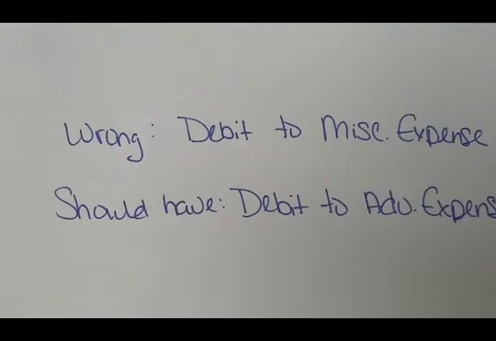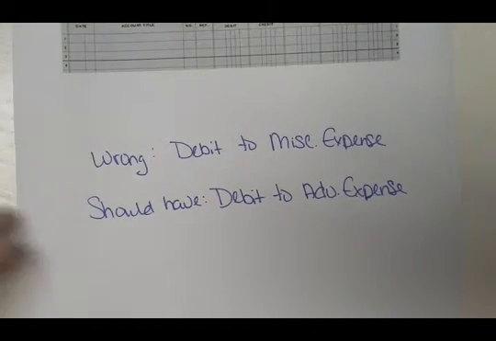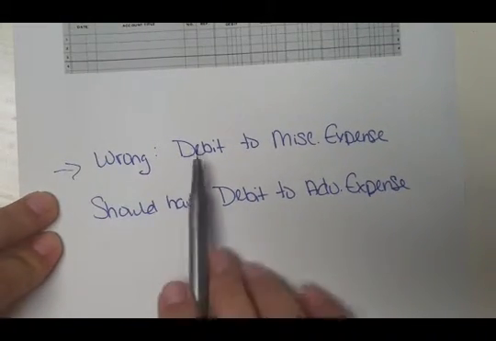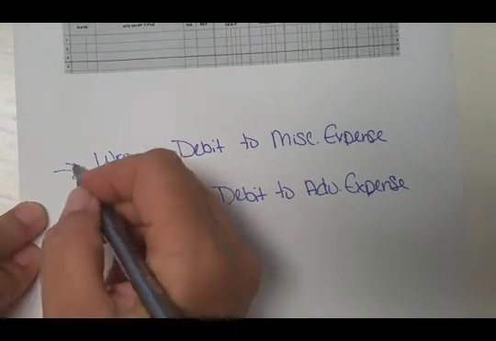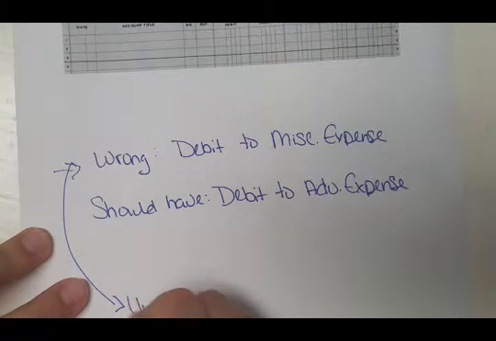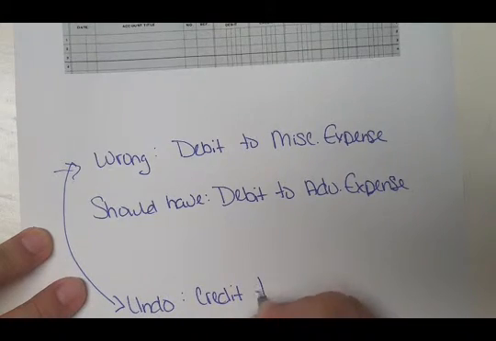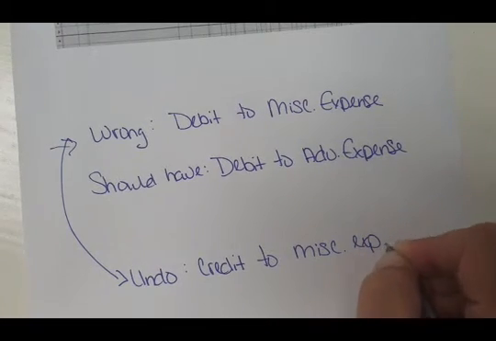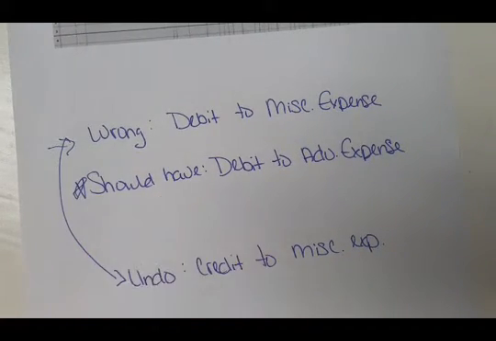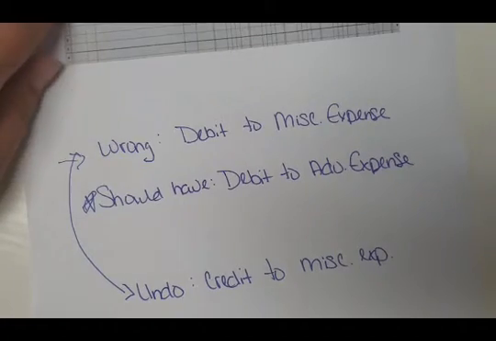But before we can put it where it should go, we're going to have to take it out of where it should not be. So this was wrong. We put a debit to miscellaneous. To undo a debit, we're going to have to do the opposite. So to undo, we're going to need to do a credit to miscellaneous expense. And then we're still going to have to come and do what we should have done in the first place. But first of all, we have to undo what we did that was wrong. So we have discovered this on November the 13th.